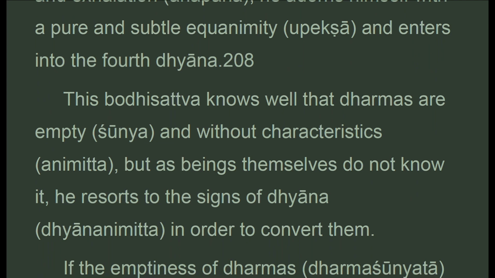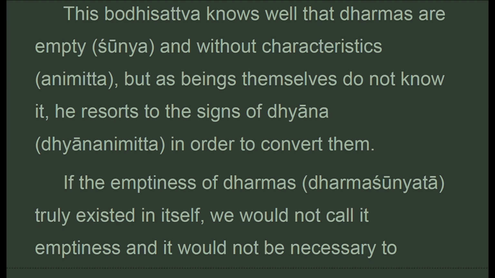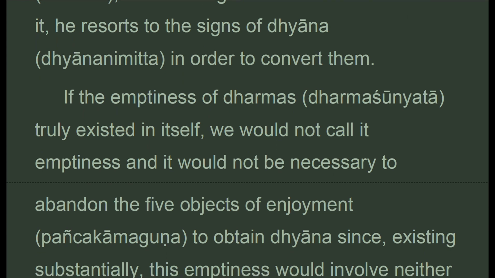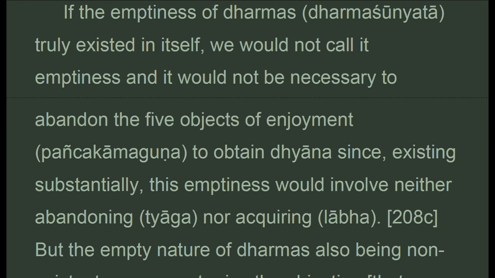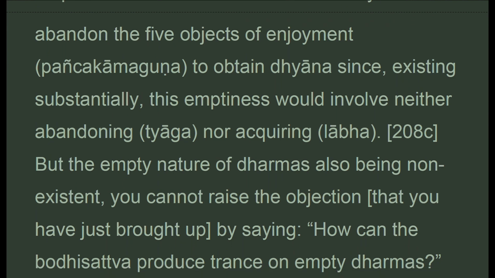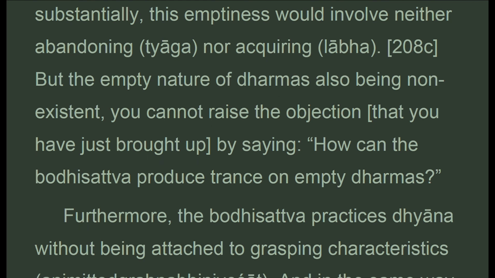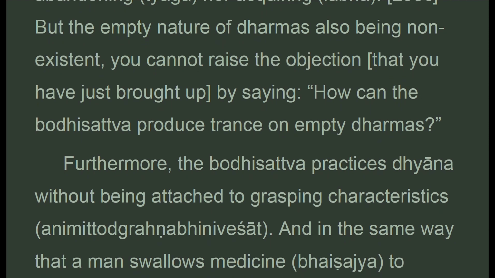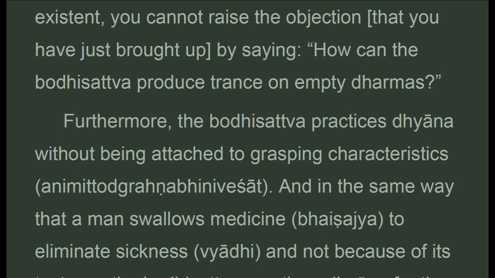This bodhisattva knows well the dharmas are empty and without characteristics, but as beings themselves do not know it, he resorts to the signs of dhyana in order to convert them. If the emptiness of dharmas truly existed in itself, we would not call it emptiness, and it would not be necessary to abandon the 5 objects of enjoyment to obtain dhyana, since, existing substantially, this emptiness would involve neither abandoning nor acquiring. But the empty nature of dharmas also being non-existent, you cannot raise the objection that you have just brought up by saying, how can the bodhisattva produce trance on empty dharmas?